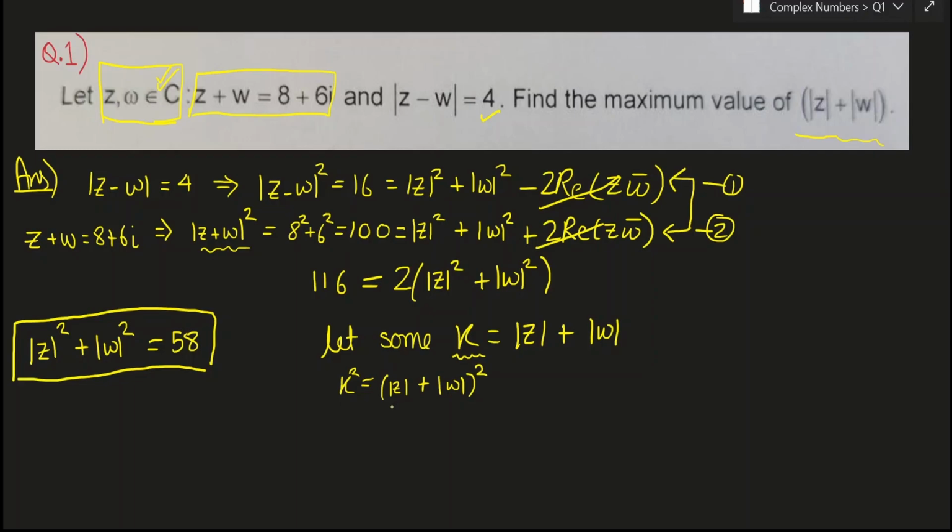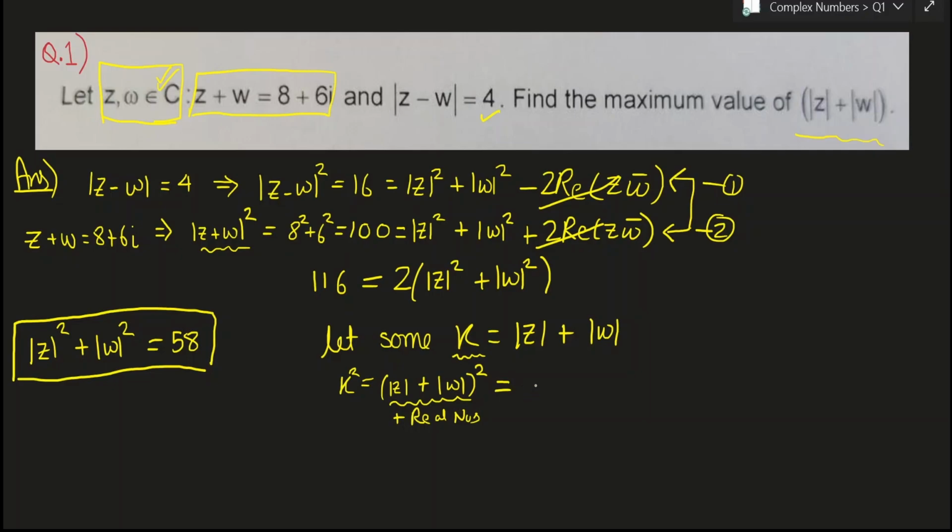Now, since there is a mod, both of these can be treated as real numbers, right? Positive real numbers. So we are going to use the formula (a plus b) whole square is equal to a square plus b square plus 2ab.